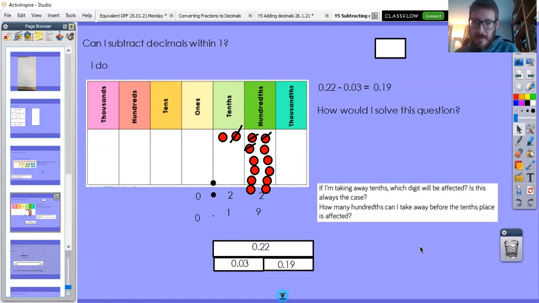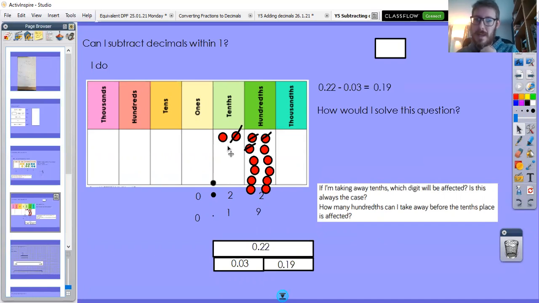Okay, so the first one, if I'm taking away tenths, which digit will be affected? Is this always the case? So if I'm taking away just tenths, which digit will be affected? So if I'm taking away tenths, the tenths will be affected. But will any others be affected? It depends, doesn't it? If I've got 1/10 in here and I'm taking away 1/10, then only the tenths are going to be affected. I'd have 0/10 left.